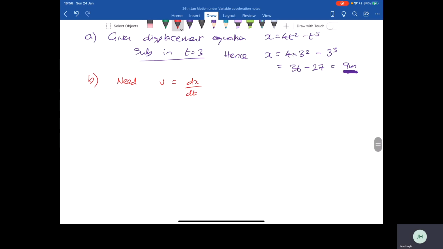Just think of a graph. On a distance time graph, gradient is velocity. Oh, gradient, that means I need to differentiate.